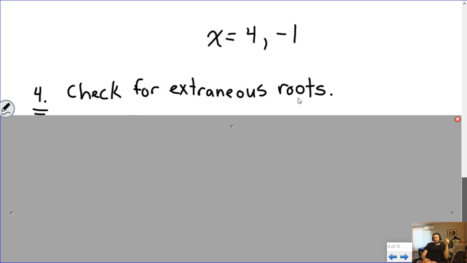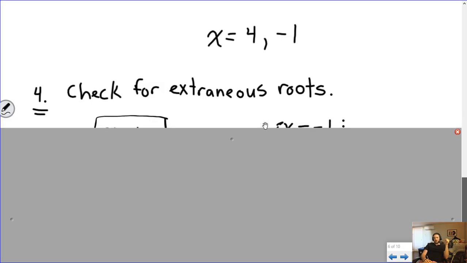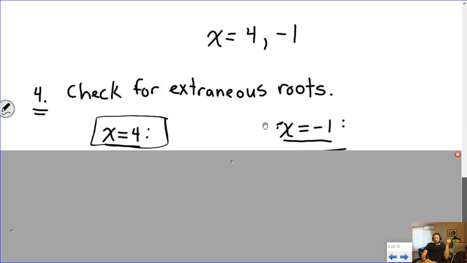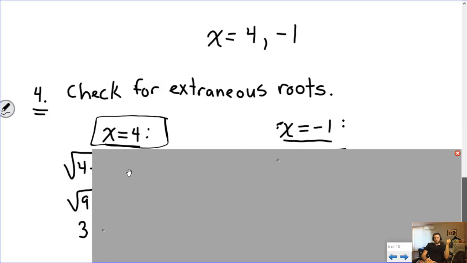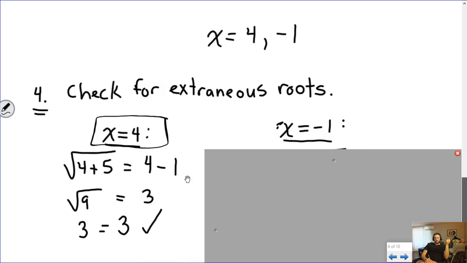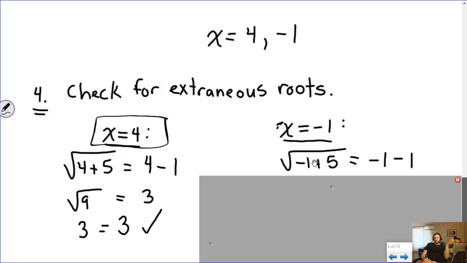So what you need to do is take both of these answers, plug them back into your original equation, and then check to make sure that it works. So if I plug in x equals 4 back into my original equation, I get the square root of 4 plus 5 is equal to 4 minus 1, right? And then the square root of 9 is equal to 3, and okay, great, 3 is in fact equal to 3. Perfect.